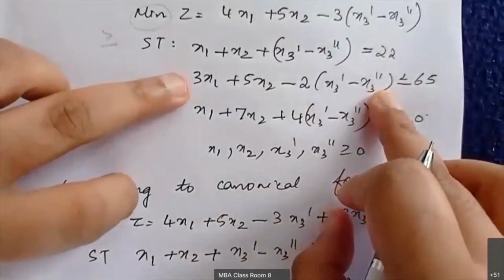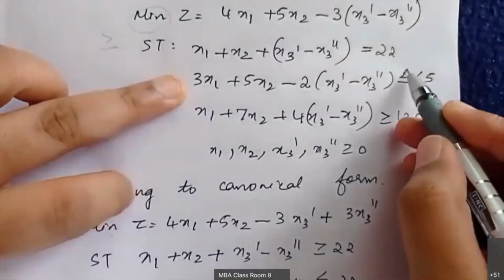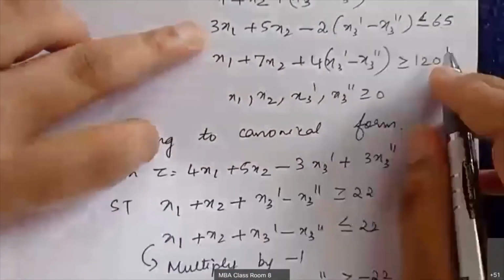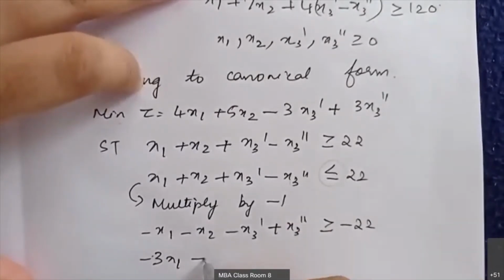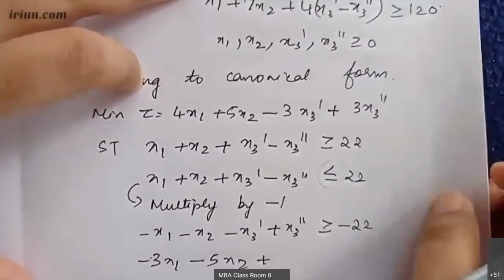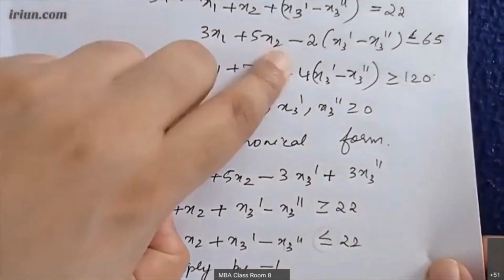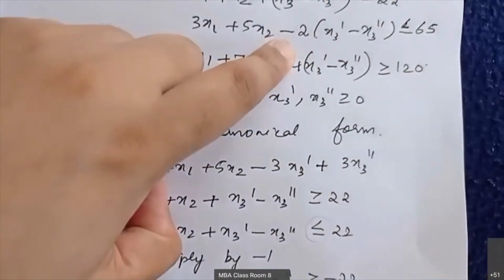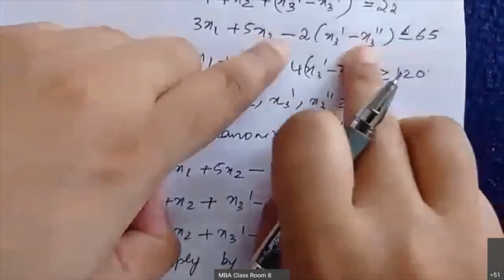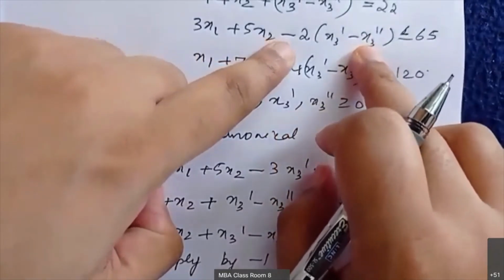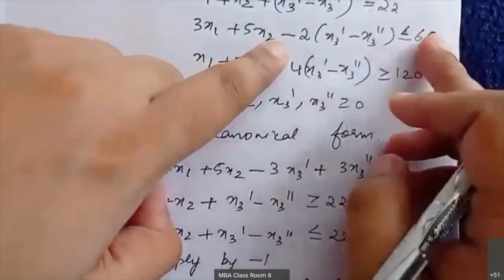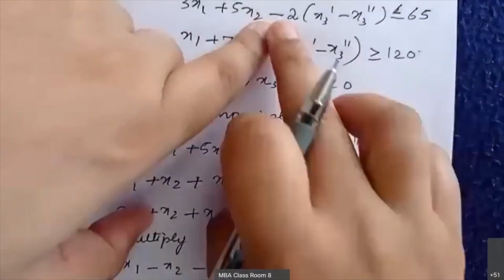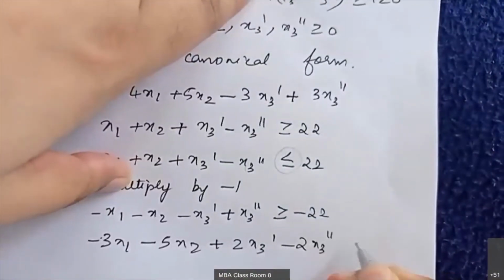So that is the first constraint. Now we are checking the second constraint. It is less than or equal to type. Our question is minimization, so we have to change it into greater than or equal to. Multiply on both sides with -1. So it will become minus 3x1 minus 5x2 plus, can you see here, minus 3x1 minus 5x2, this minus will become plus. So it is plus 2x3 dash, and this minus into minus into minus is plus. Again you have one minus that you have to use for converting this into greater than or equal to. So we have three minus and one more minus, so in effect it is a minus. So minus 2x3 double dash. Our symbol is greater than or equal to. On the other side, we have 65.